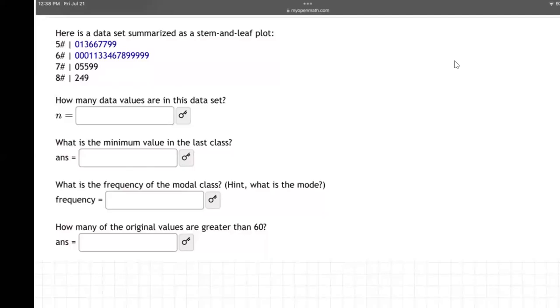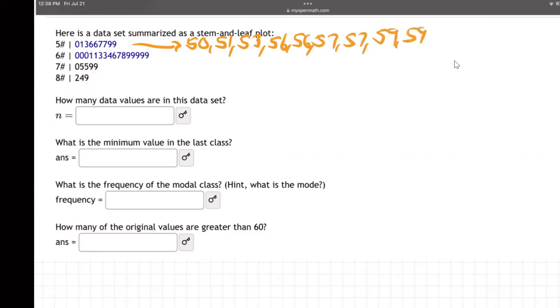This question says, here's a data set summarized as a stem and leaf plot. So this is a stem and leaf plot. What does this mean? Well, this first row means the numbers are 50, 51, 53, 56, 56, 57, 57, 59, 59. Is that making sense? This 5 here means the 50s.